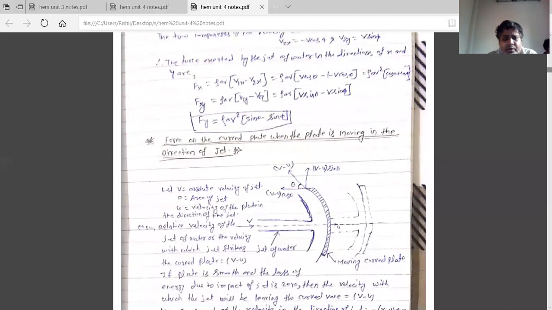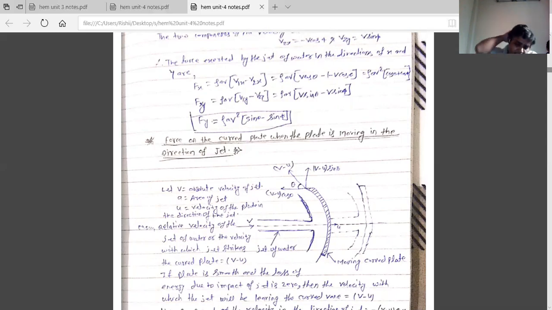Next case, force on the curved plate when the plate is moving in the direction of the jet. In this case, the plate is also moving. Then here we introduce the relative velocity concept. That means let v be the absolute velocity of the jet, a the area of the jet, u the velocity of the plate in the direction of the jet. Now, the relative velocity of the jet of water, the velocity with which the jet strikes the curved plate, is v minus u.